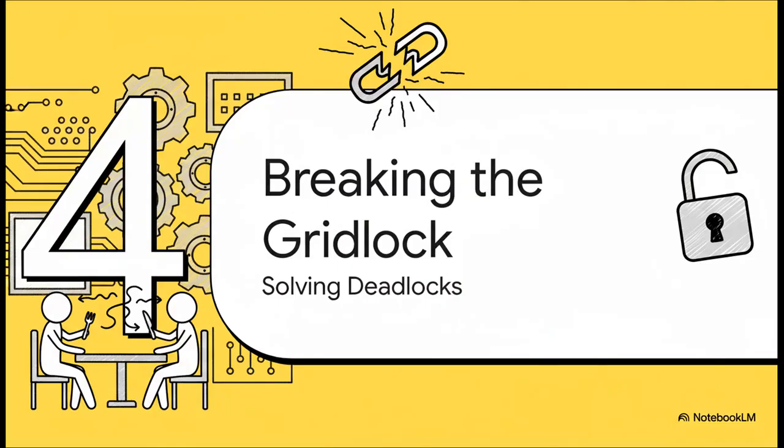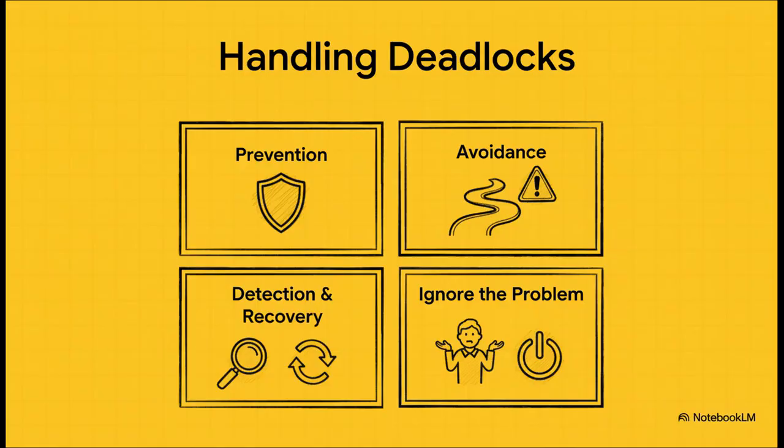All right, so we get the problem now. But the big question is, how do you fix it? How do engineers actually break this gridlock? Well, there are a few really smart ways to handle this. So you've basically got 4 main strategies. First, there's prevention, where you design the system so one of those 4 conditions can never happen.